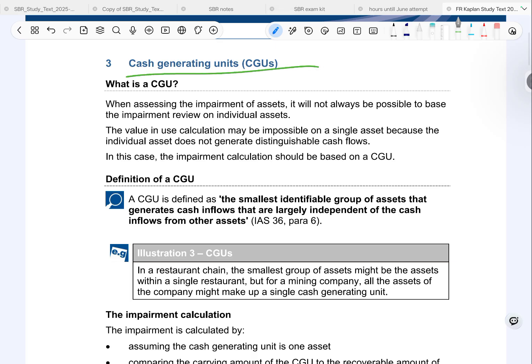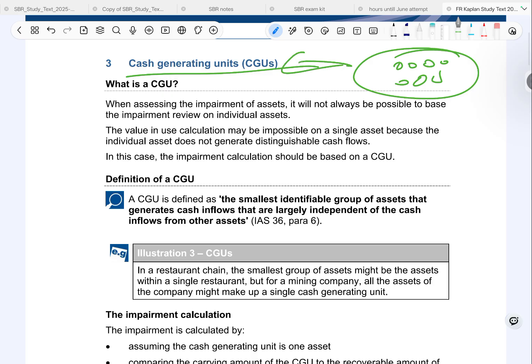So now let's talk about cash generating units. When assessing the impairment of assets, it will not always be possible to base the impairment review on individual assets. So an entity has n number of smaller machineries. You have lots of smaller machineries in a production process. So it's not possible to individually identify them and to check the impairment.